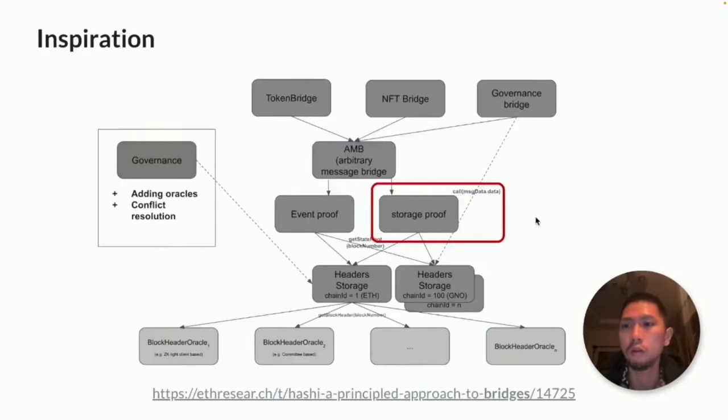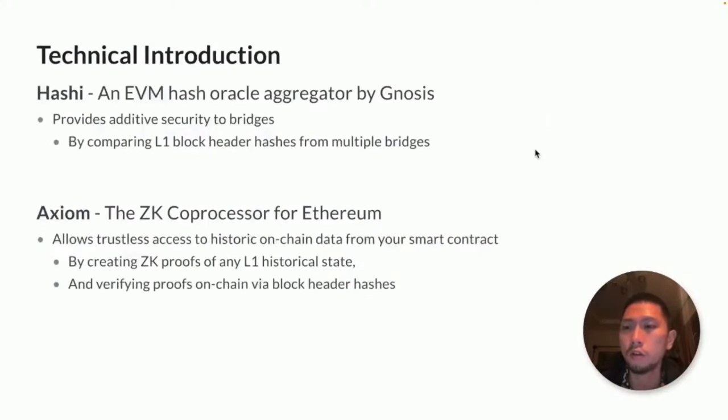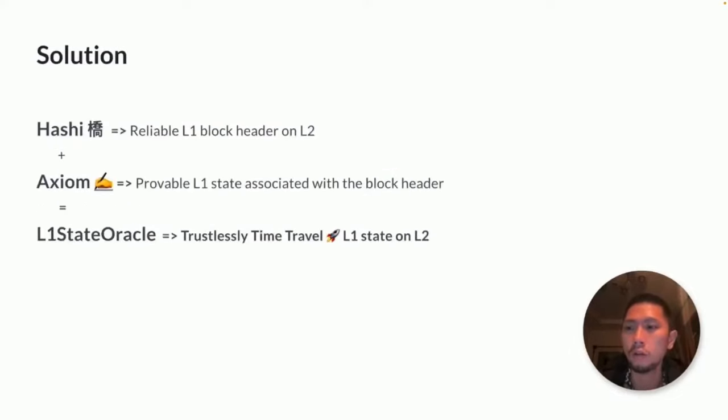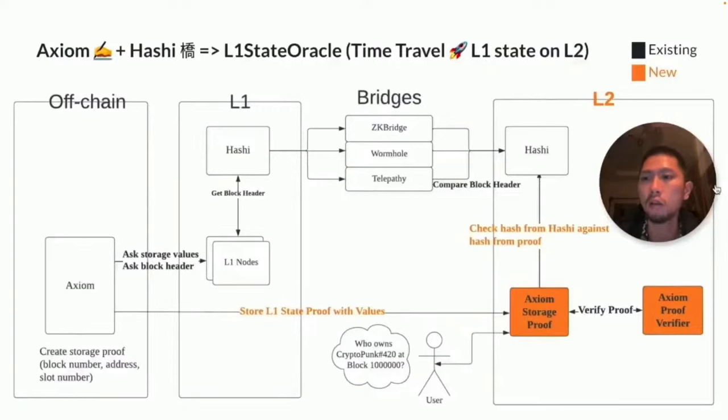So Gnosis introduced an idea about creating tools on top of a block header. First, Hashi allows you to fetch the L1 block header on L2. It provides additive security by comparing the block header value from multiple bridges. Second, Axiom allows you to create a ZK storage proof associated with the block header. So combining these two, we can trustlessly look up L1 state on L2 simply by checking the block header from those two. So let's say that the user wants to check who owns this CryptoPunk at this block.